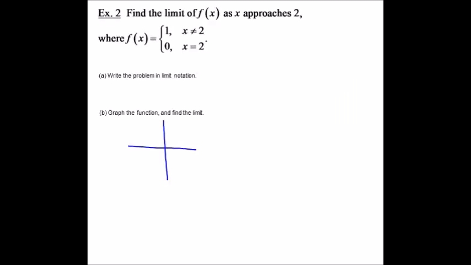For our second example, consider the piecewise function in which f of x equals 1 when x is not equal to 2, and f of x equals 0 at x equals 2. First, we need to write the problem using limit notation. The limit of f of x as x approaches 2 is written like this.